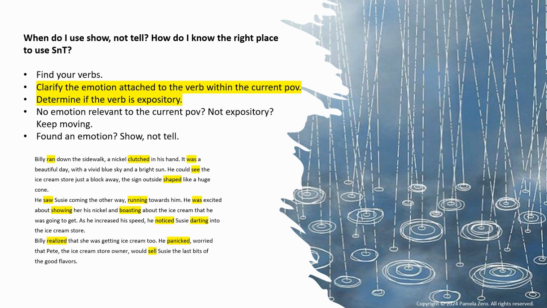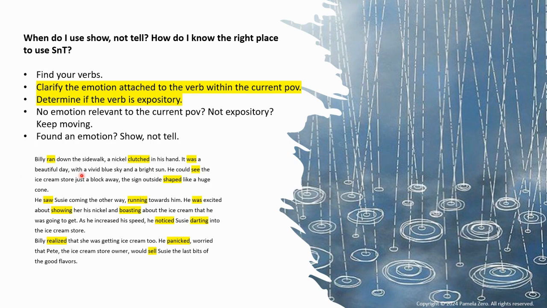And then the next question is, determine if the verb is expository. What do I mean by that? If the verb is simply describing something out in the world itself, either a description of the world, a description of Billy, a description of another character, that is not actually coming from the point of view, that means it's expository. It's something that's describing something around Billy. We don't need to do show not tell on an expository verb. A great example of an expository verb: the sign outside was shaped.